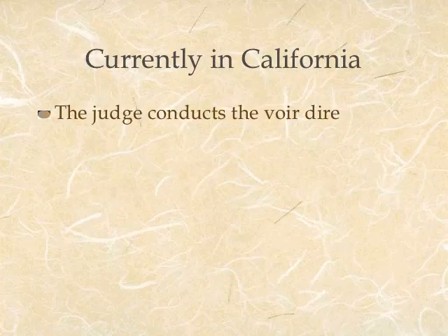Currently in California, the judge conducts the voir dire, which makes it go along a lot faster. After the Victims' Bill of Rights passed in the early '80s, it gave the judge the power to determine what questions would be asked.